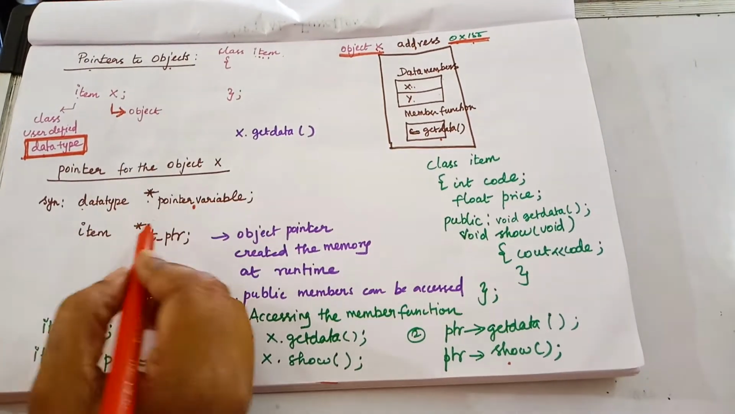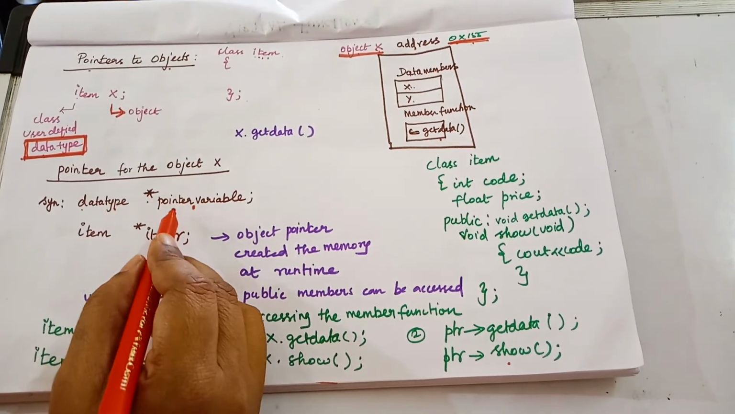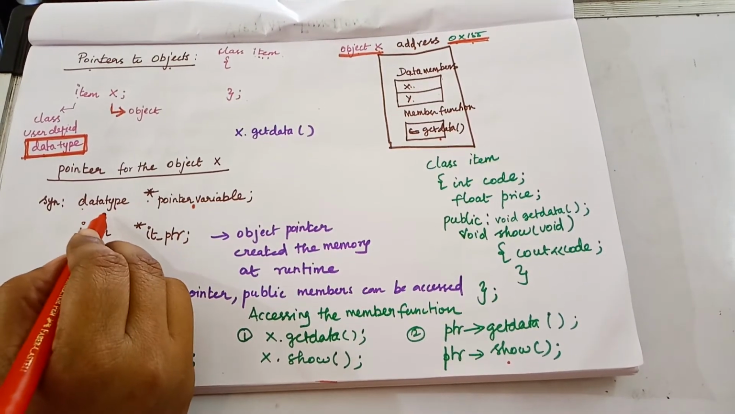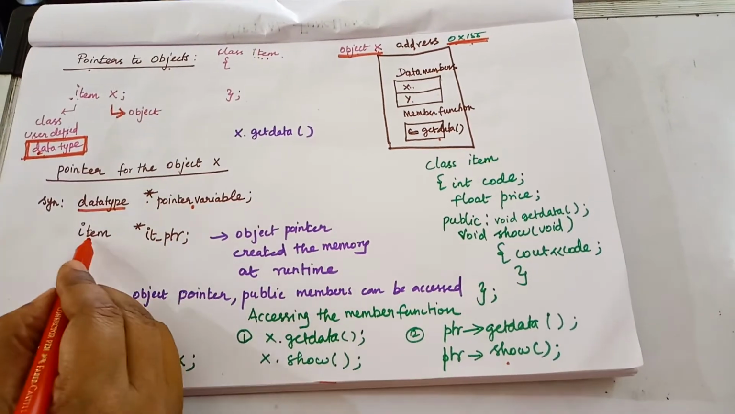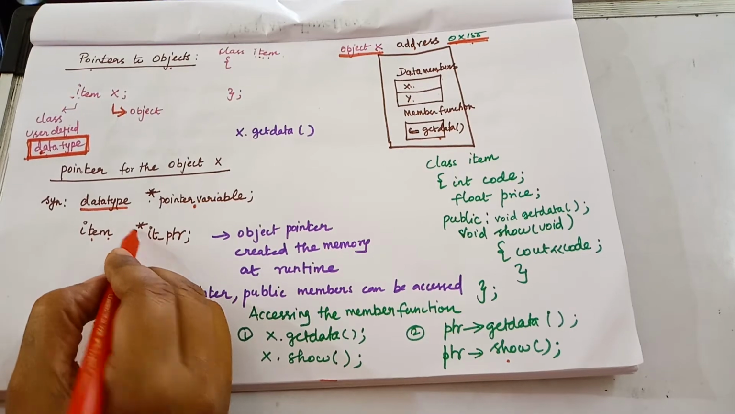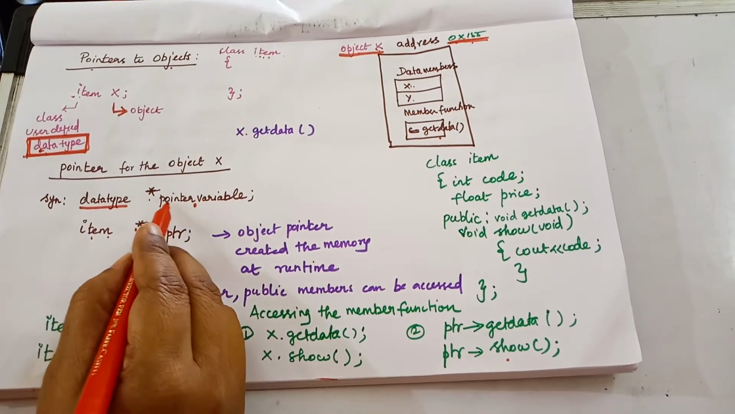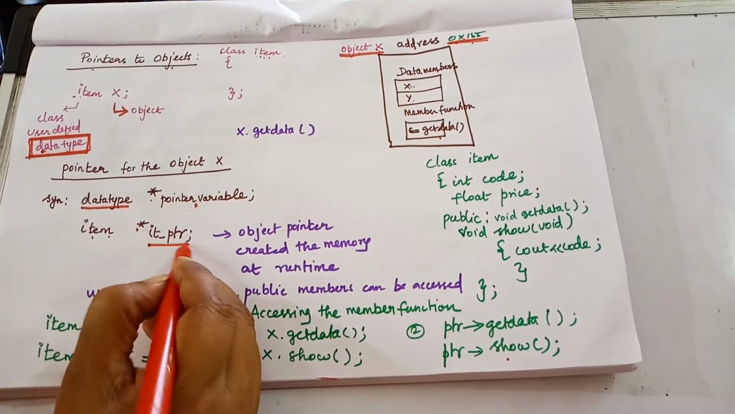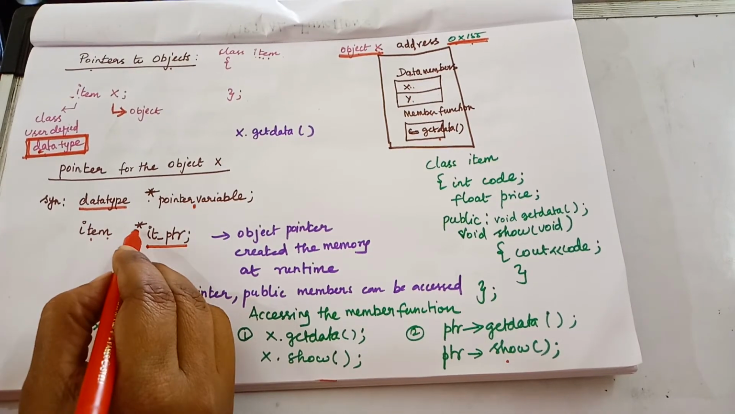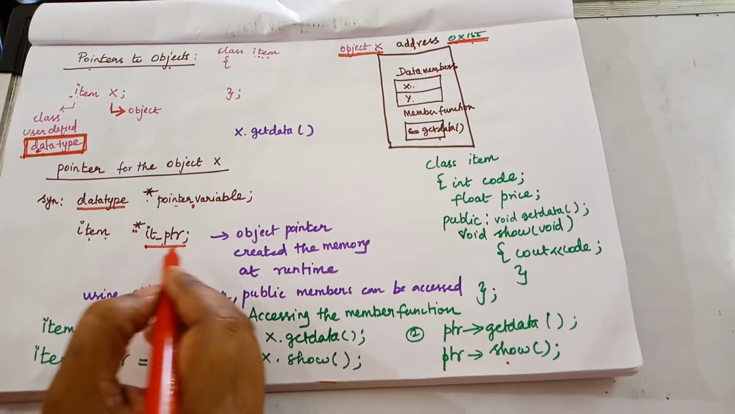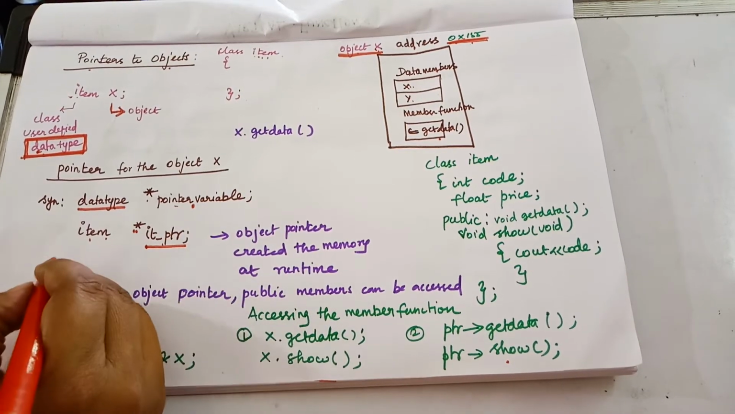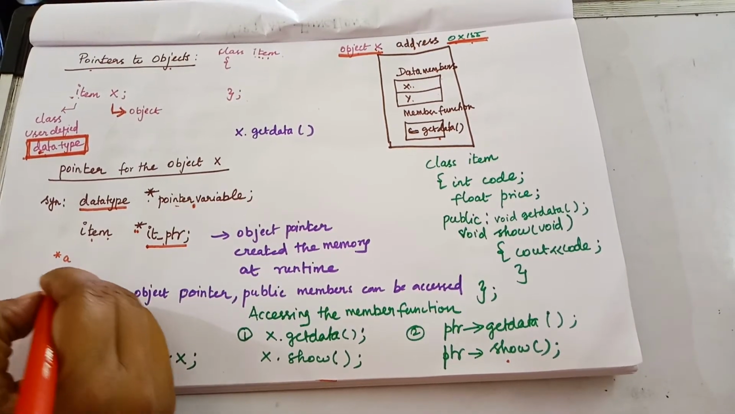Data type, dereference operator, pointer variable. So here, what is the data type? The data type is nothing but item. So item, dereference operator, and then I have to use a pointer variable. You can give any name. Whatever you give next to the dereference operator is considered the pointer variable. It's not necessary to always give PTR. You can give a or any other name.